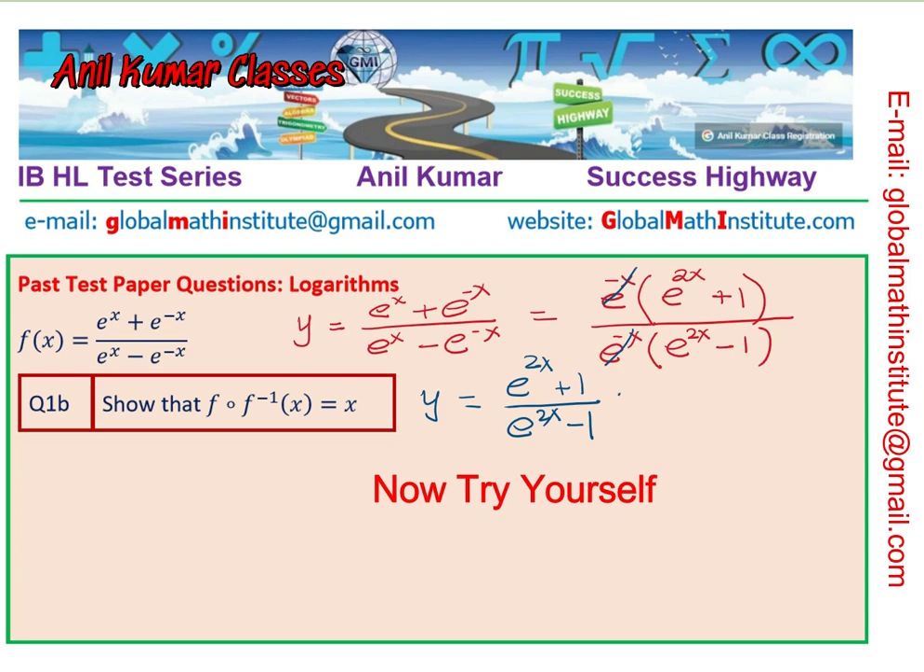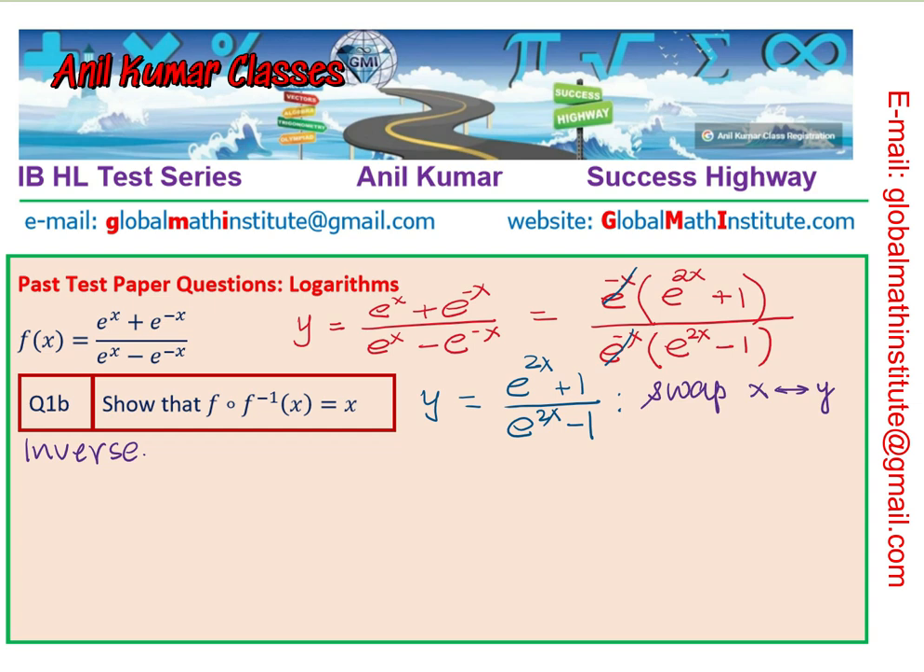Now to find the inverse, what we are going to do? We'll swap x and y, right? So let's see how we find the inverse now. Once you do that, what do you get? Instead of y, you get here x equals e to the power of 2y plus 1 over e to the power of 2y minus 1, correct?